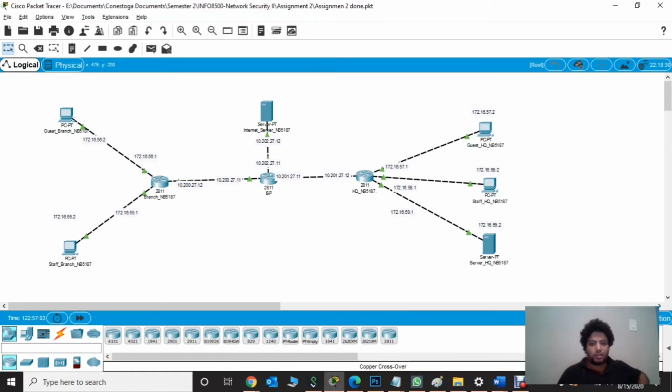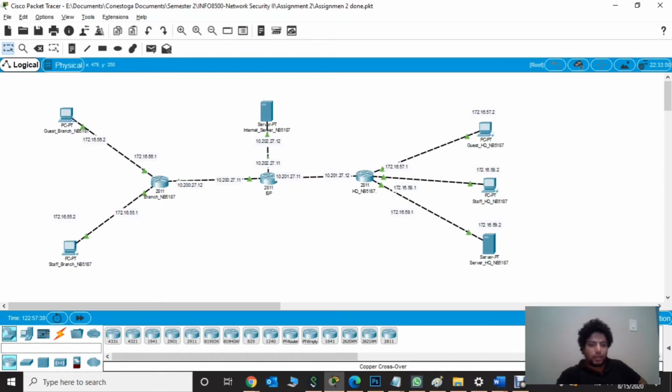And on the headquarters side, similar to the branch side, there are two workstations. One is for guest, and the other one is for staff. On top of that, there is a server as well on the headquarters side. These two sites have been connected via an ISP, the internet service provider, and there is an internet server that has been connected to the ISP router.